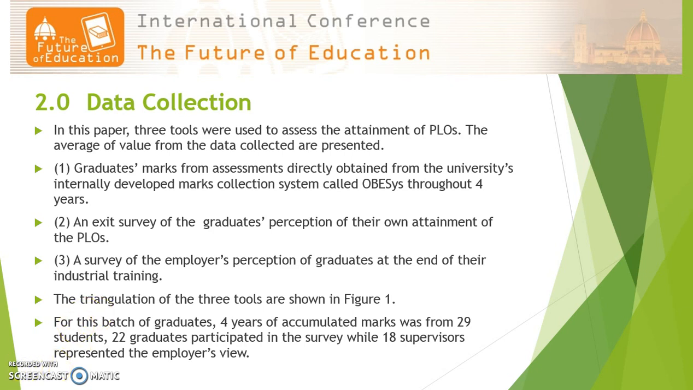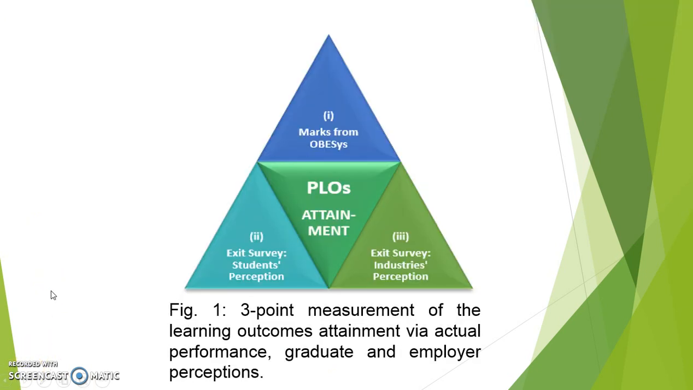Of those students who graduated, 22 of them participated in the survey of self-perceptions of their learning outcomes attainment. And finally, around 18 employers or supervisors were successfully interviewed, and the results will be shown in this paper. This is figure 1. It shows the 3 tools triangulated to measure the program learning outcome attainment.